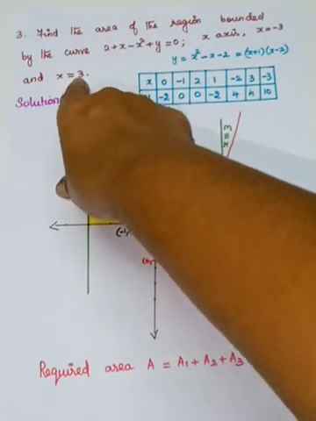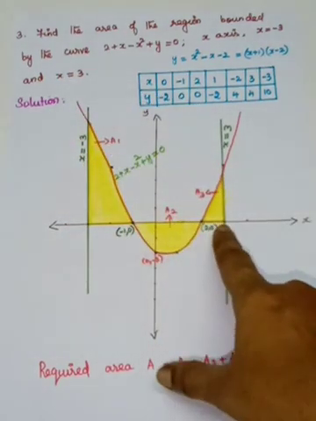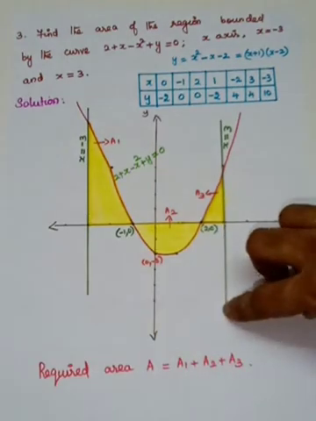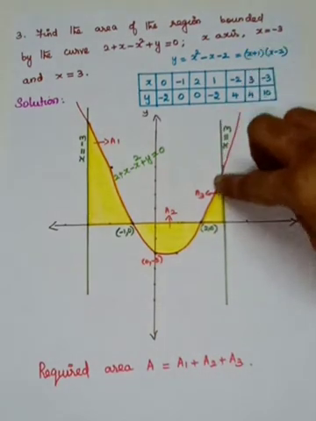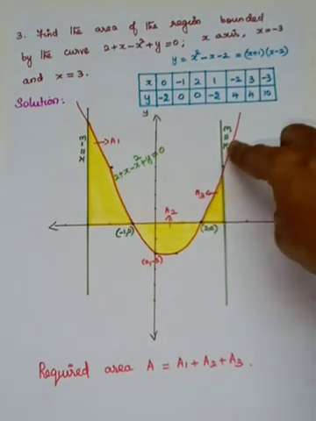And x is equal to 3. This line you have to mark. So x equal to 3 means positive side. So here it is 1, here it is 2, here 3. So using the point 3, 0, you have to draw the vertical line. So that is x equal to 3.